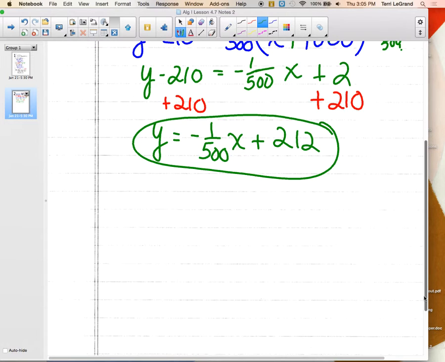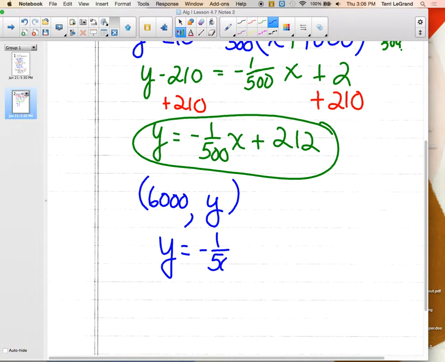Okay, find the boiling temperature at 6,000 feet. So basically it's saying we're going to find either an x value or a y value. What is the 6,000? Is that our x or our y? That's x. So we're going to look for y. We're going to use our equation: y equals negative 1/500 times 6,000 plus 212.